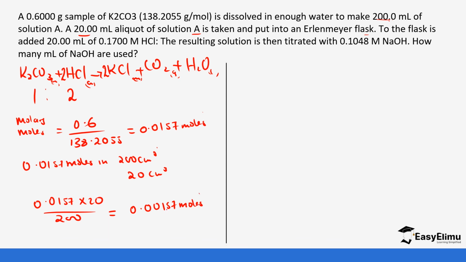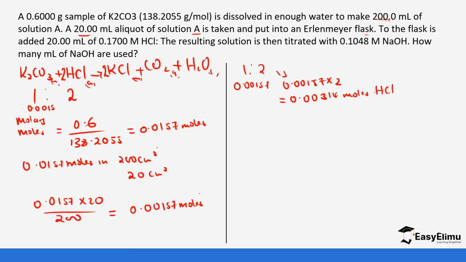Those are the moles that were in the 20 cm³, or 20 ml, that reacted with the acid. If we look at the reaction, we know that the mole ratio is 1:2. So we can get the moles of the acid that took part in the reaction. You use the mole ratio 1:2. So for 0.00157, the 2 is going to be 0.00157 times 2, which gives us 0.00314 moles. These are the moles of the acid that reacted with the carbonate.